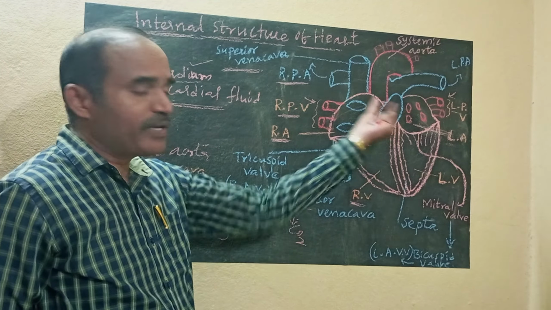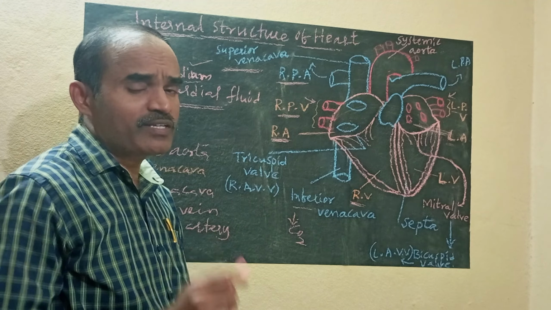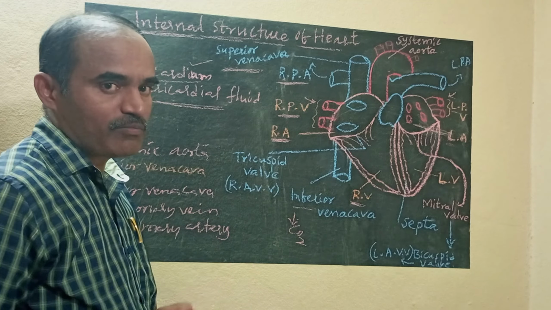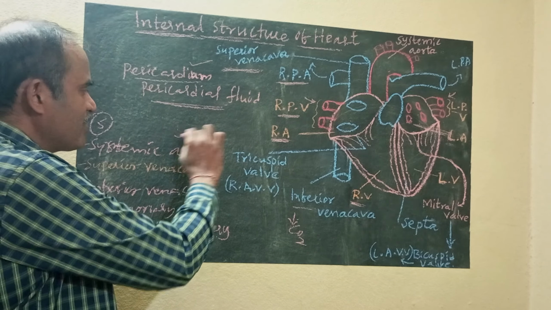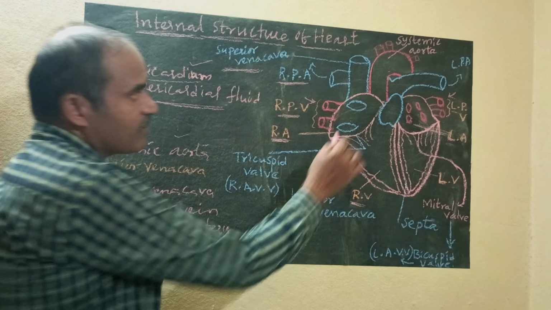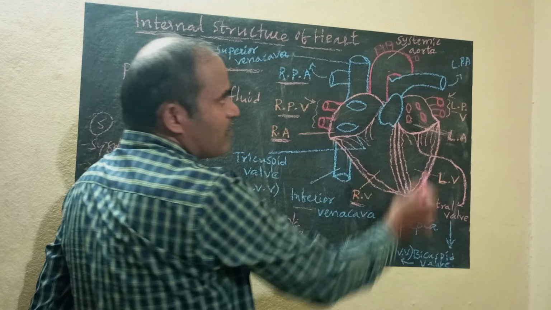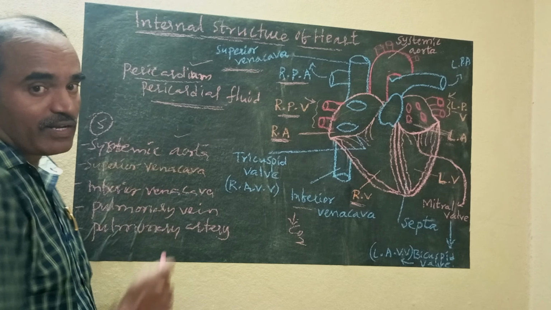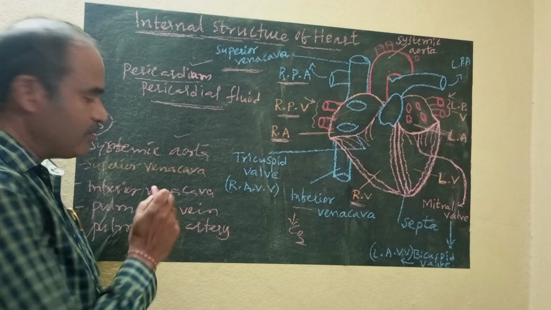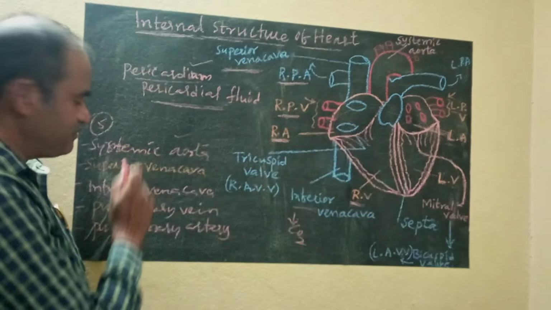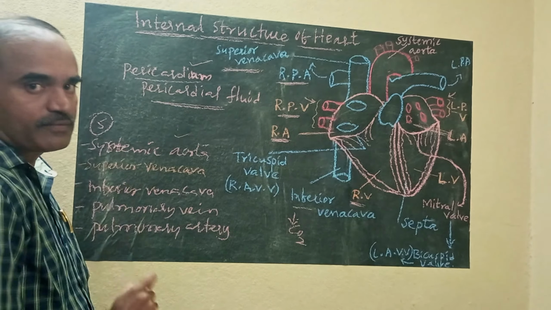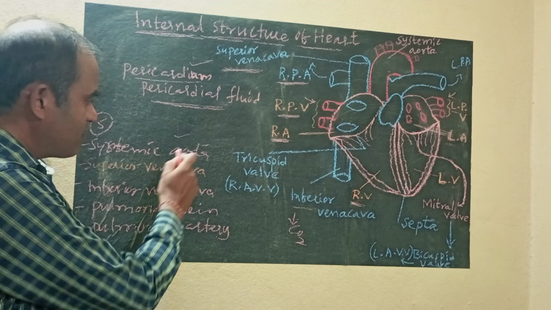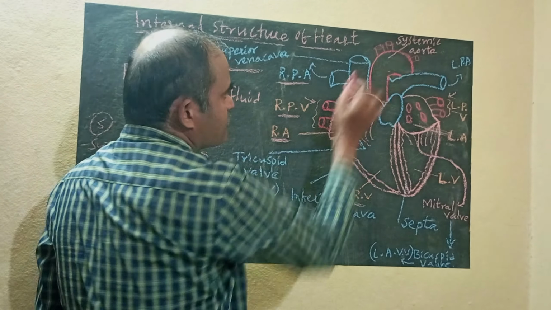Now we will discuss the major blood vessels which arise from the heart. In total, five major blood vessels arise from the heart. One is the systemic aorta, the largest blood vessel. Next, superior vena cava, inferior vena cava, pulmonary vein, and pulmonary artery.